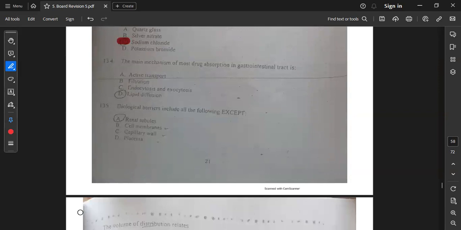The main mechanism of most drug absorption in the GIT is active transport, filtration, endocytosis, exocytosis, lipid diffusion. Okay, yeah. In the morning we said it's diffusion.